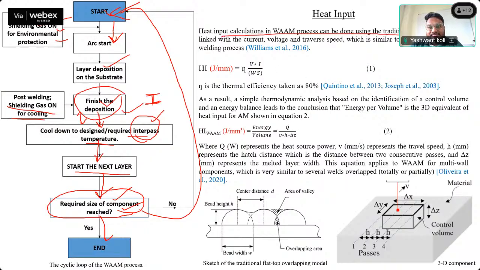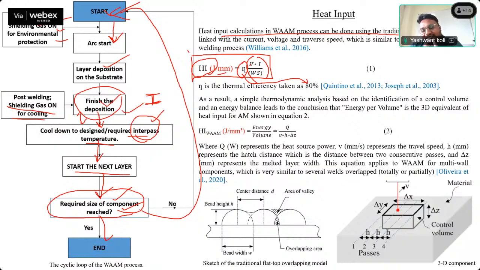So, the heat calculation problem: the heat input for a single wall structure or a 2D component, we calculate using eta V I by S. Eta is the 80% efficiency we take for the GMAW process, the GMAW machine, the CMT machine. We are taking the thermal efficiency to be 80%. V, voltage and current, and welding speed are the input process parameters that we can control to get the heat input in joules per mm.